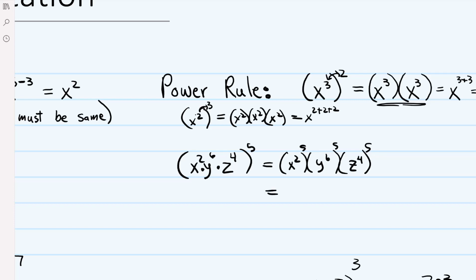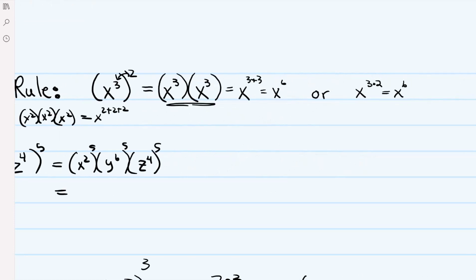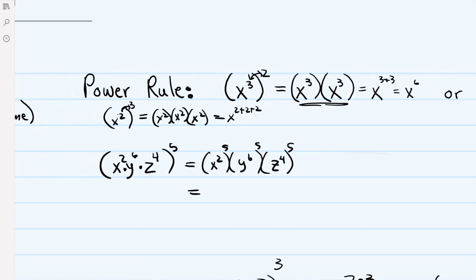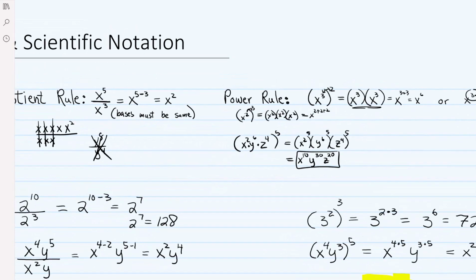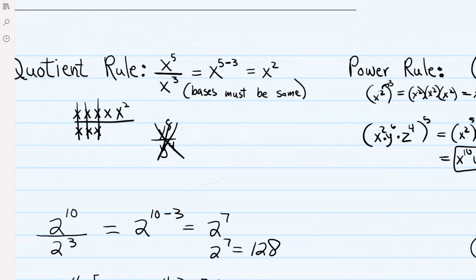And what do we say? When you raise a power to a power, you multiply. So 2 times 5 is 10. 6 times 5 is 30. 4 times 5 is 20. And this would be the simplified answer to that. Okay, so those are those rules.